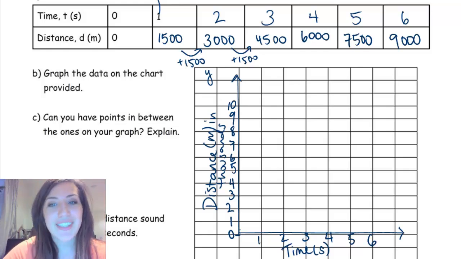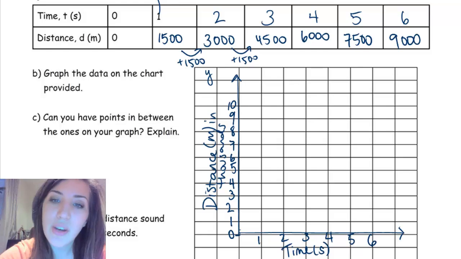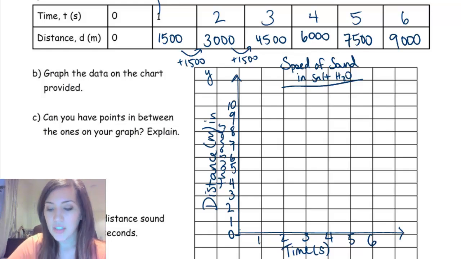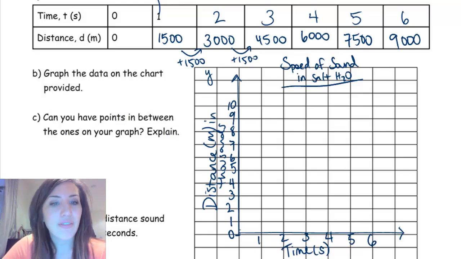And then we also need a title. So I'm going to write speed of sound in salt water. Underlined. So let's now figure out what all of these data points are.